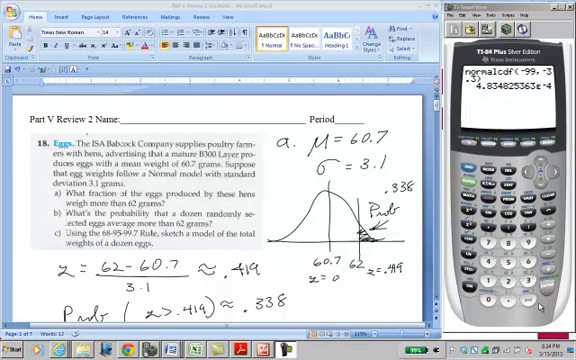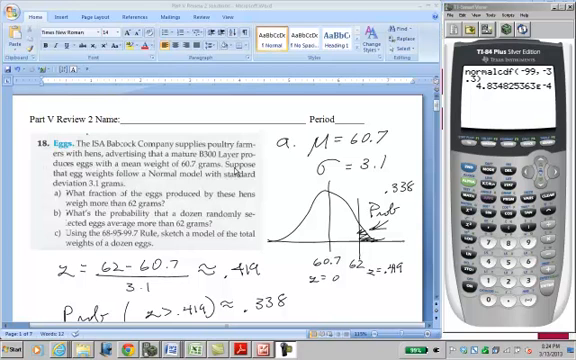Here's review 2, and here we start out with the eggs. Now, part A is simply old Unit 1 stuff, okay? And they tell you the population mean. What's the population? These eggs produced by this company. So we're not talking a sample, we're talking a population. The eggs produced by this company, the Babcock Company, have a mean weight of 60.7 and a standard deviation of 3.1. So this is quantitative data, and we have population parameters.